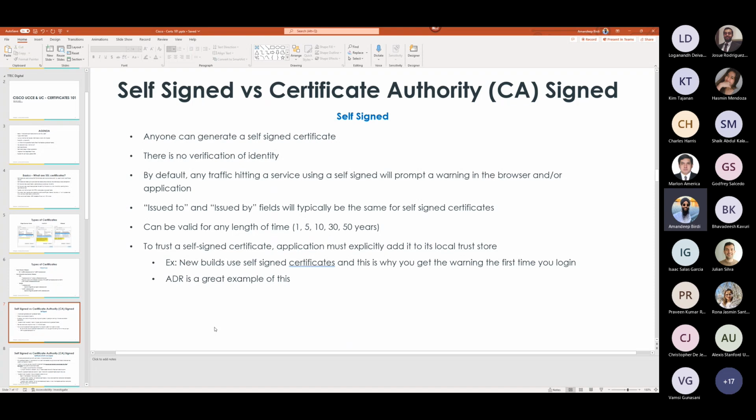We used to get them. They used to be valid for 3 years. I don't know if you guys remember. At some point, they changed it to 1 year, and that's the reason why.